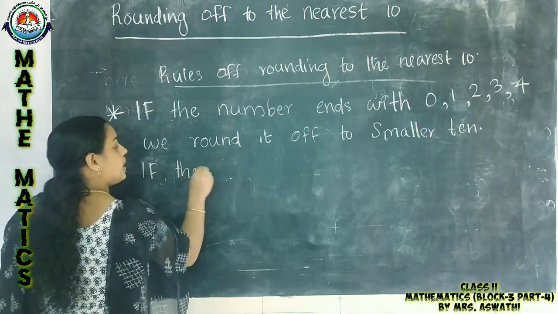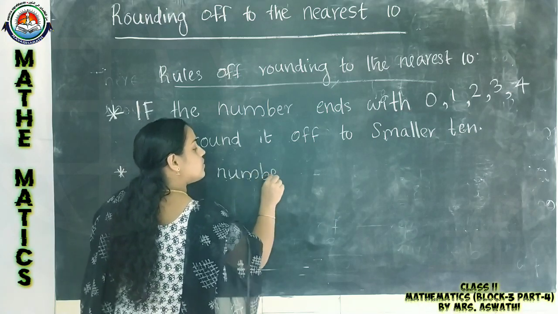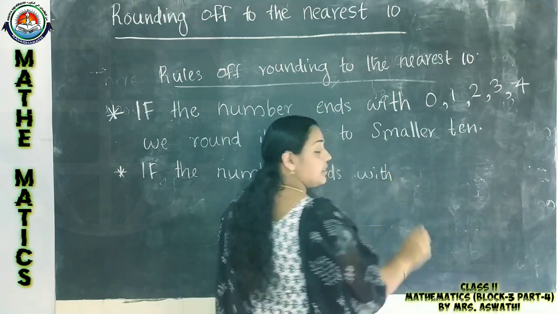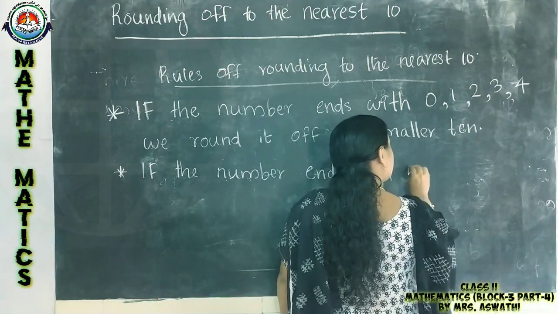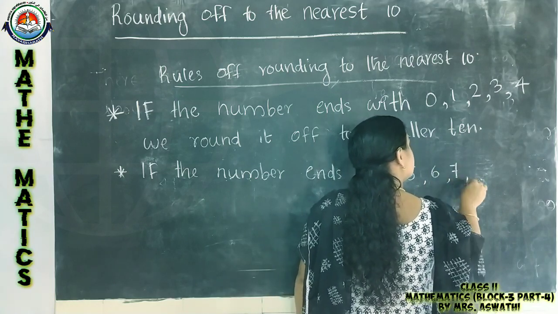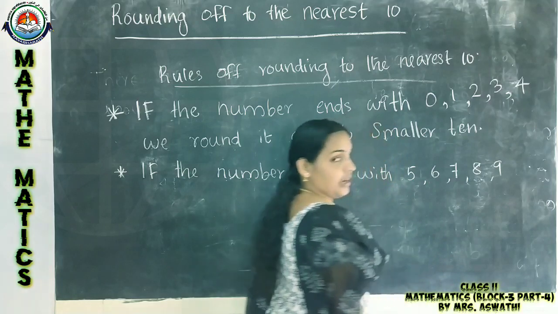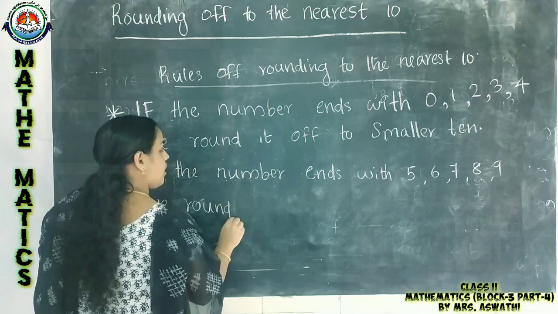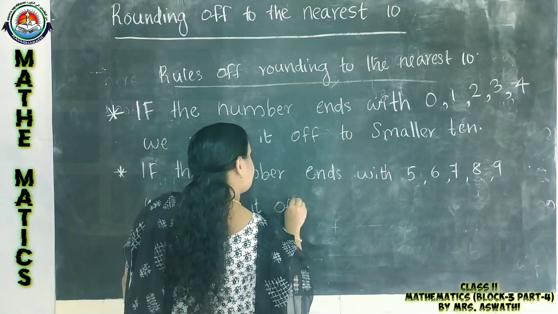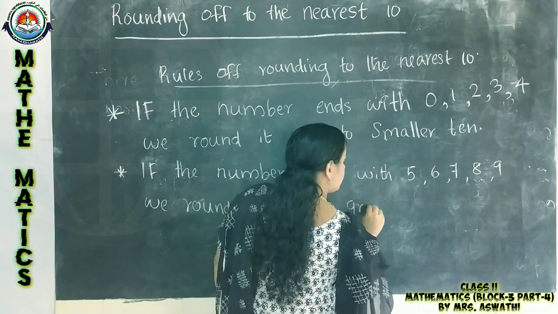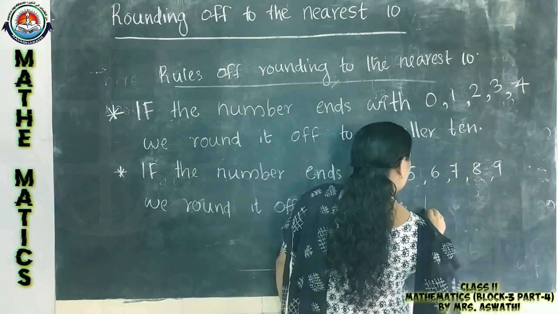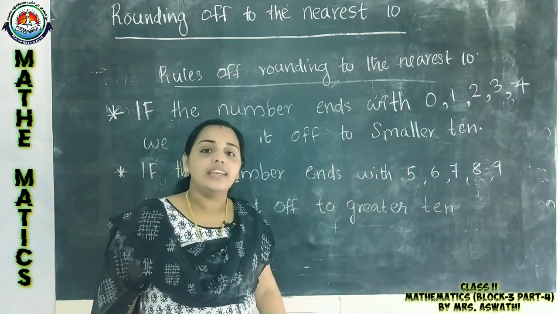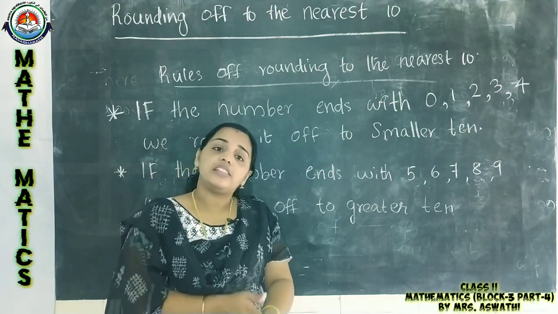Then, if the number ends with 5, 6, 7, 8 and 9, we round it off to the greater 10. So we can find it easily without drawing a number line. Okay. Do you understand it?